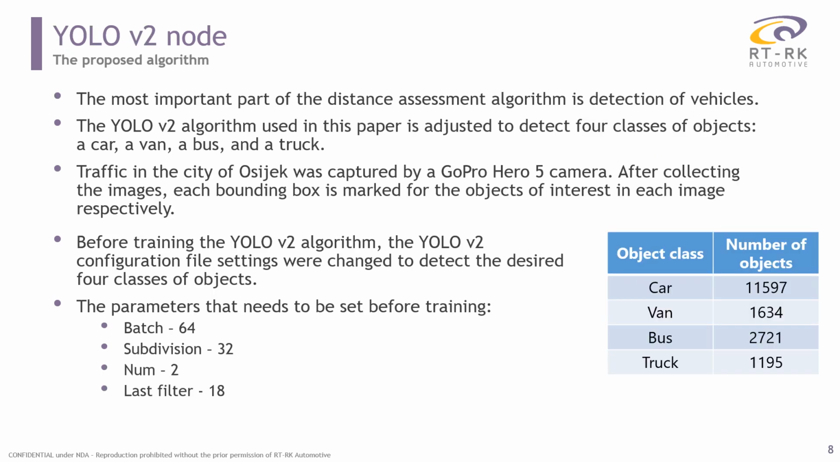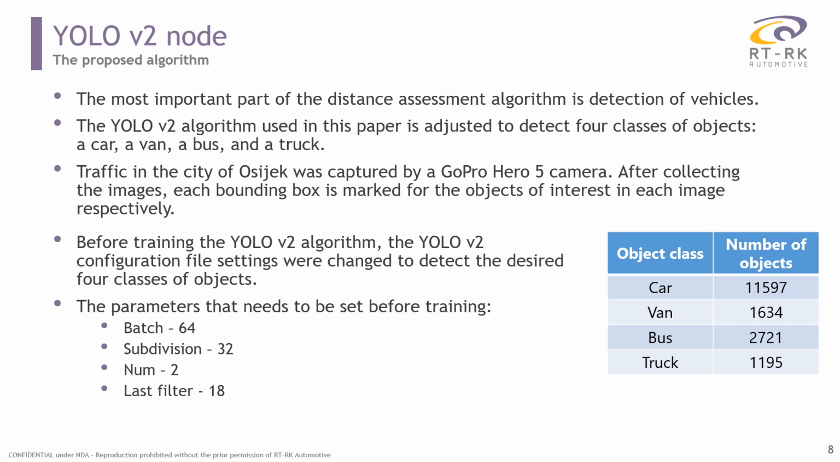The most important part of the distance assessment algorithm is the detection of vehicles. The YOLO V2 algorithm used in this paper is set to detect 4 classes of objects: car, van, bus, and truck. After collecting the images, each bounding box is marked for the objects of interest in each image. Before training the YOLO algorithm, the YOLO configuration file settings were changed to detect the desired 4 classes of objects.